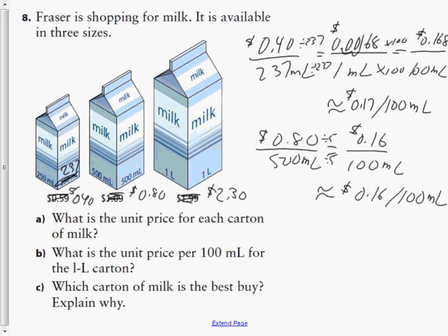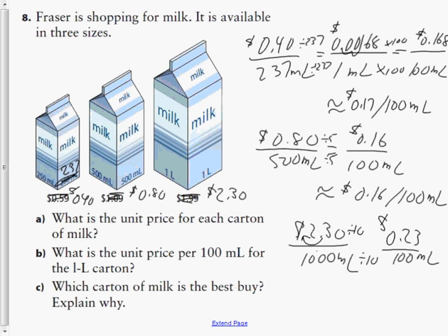And finally, the large one, if you went to Superstore, as opposed to the cafeteria, you would pay $2.30 for 1 liter of milk. Now, since we're dealing with milliliters, we have to realize that 1 liter of milk is really 1,000 milliliters, which means I could divide by 10 to get that unit rate of 100 milliliters. And divide by 10. When you divide by 10, you simply move your decimal over. The cost of milk at Superstore for buying the larger container is 23 cents per 100 mils.